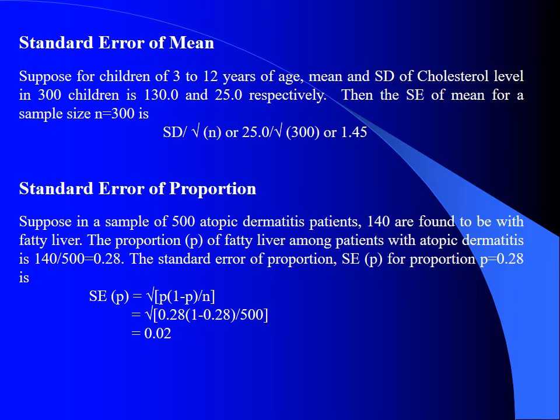P is the proportion, and the example is, suppose in a sample of 500 atopic dermatitis patients, 140 are found to be with fatty liver. So the proportion of fatty liver among patients with atopic dermatitis is 140 by 500, which is equal to 0.28. This proportion we will use for standard error. So this proportion is 0.28.